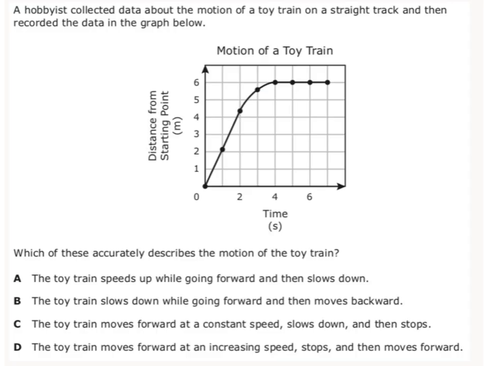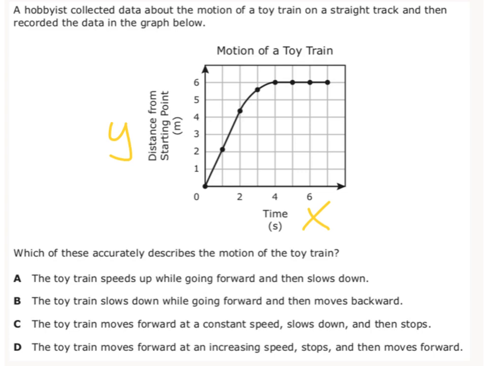First up today, we're going to be reviewing the discussion question from yesterday. It reads, a hobbyist collected data about the motion of a toy train on a straight track and then recorded the data in the graph below. Which of these accurately describes the motion of the train? Let's start by looking at our X and Y axis. The X-axis is given time in seconds. The Y-axis has distance from the starting point, and that's going to be in meters.